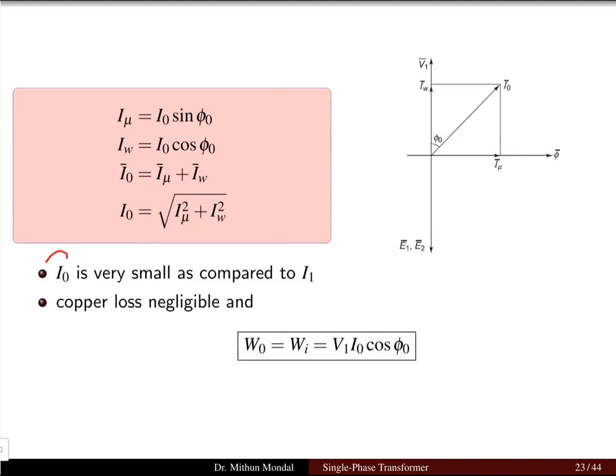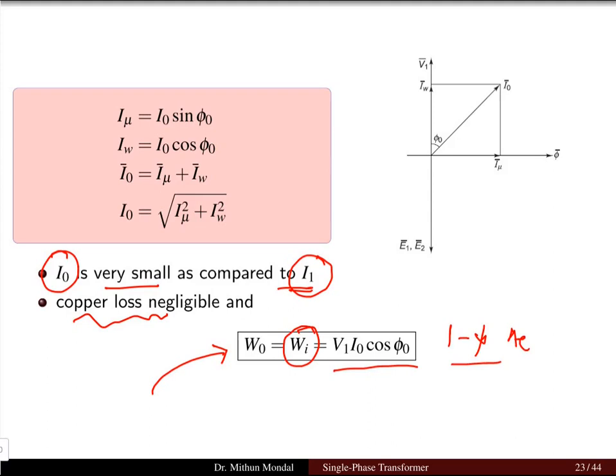Now, since I naught is very less as compared to I1, where I1 is the full load primary current, we can say that the copper loss in the primary winding is negligible, and all the losses under the no load condition are basically the iron loss, which is given by V1 I naught cos phi naught. This is the single phase AC power, equal to voltage multiplied by current multiplied by power factor. V1 is the primary voltage, I naught is the primary current under no load condition, and cos phi naught is the power factor under the no load condition.